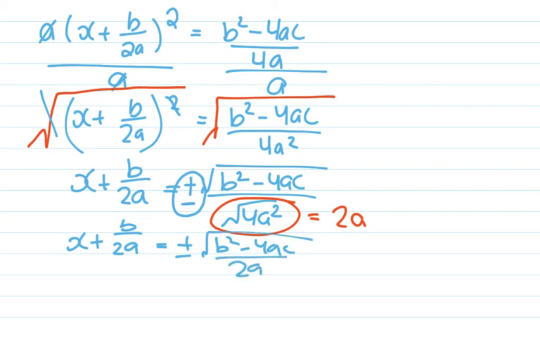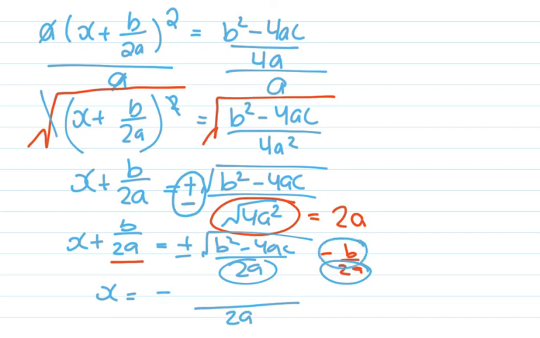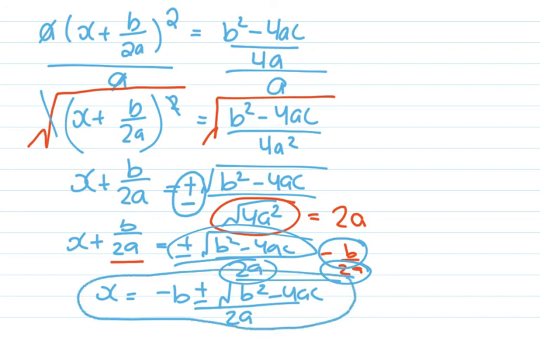Now I'm going to subtract b over 2a from both sides. And now I have x equals, they both have a common denominator, so I can just combine those. So it's all going to be over 2a. And then I have this negative b I'm going to bring to the front. Negative b, and this part, plus or minus the square root of b squared minus 4ac. And that there is the quadratic formula. x equals negative b plus or minus the square root of b squared minus 4ac divided by 2a. Okay, now on to some examples.